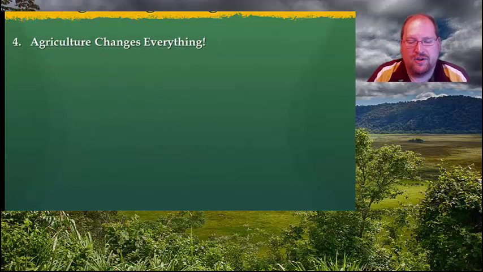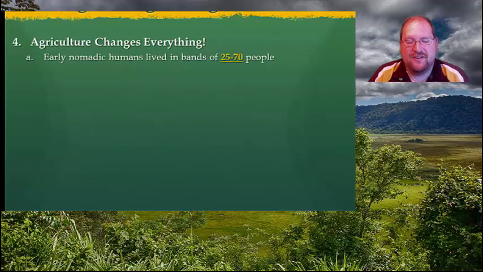Instead of following the herds of animals, why not find a spot to call home and live off the land? Agriculture changes everything. Early nomads lived in bands of 25 to 70 people, as best as we can tell. They worked together for mutual survival.